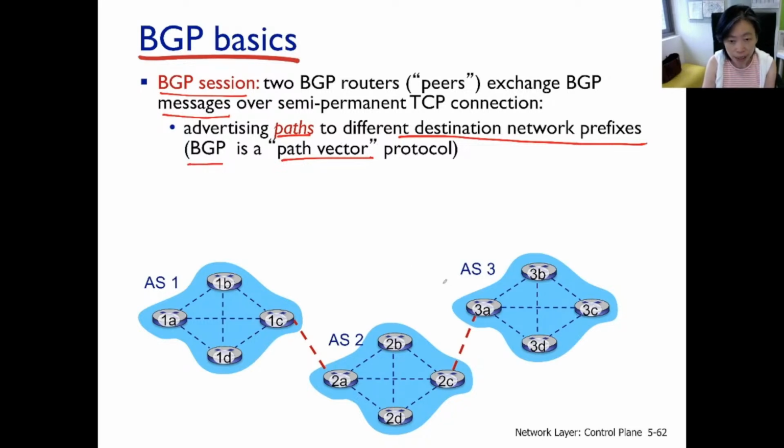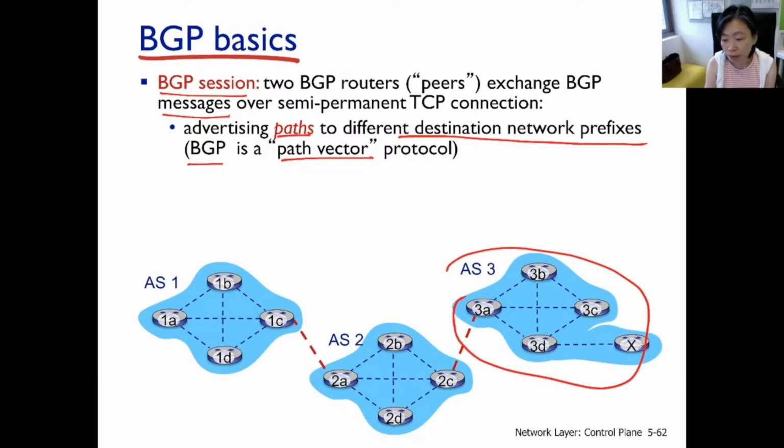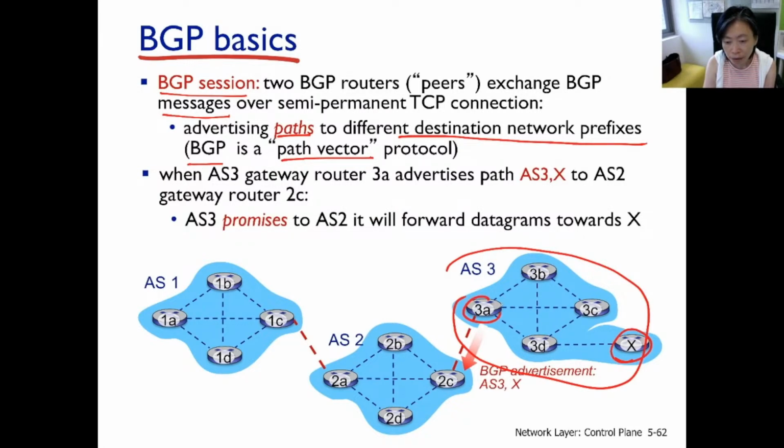Let me give you an example here. Let's say in AS3 there is a prefix X, and this is the destination for packets coming from maybe AS1 or AS2. So AS3, which learns about this destination, will need to advertise it to outside of AS3. So 3A here will need to announce its existence, prepending its own AS number, AS3 here. So this will be the AS path being advertised.